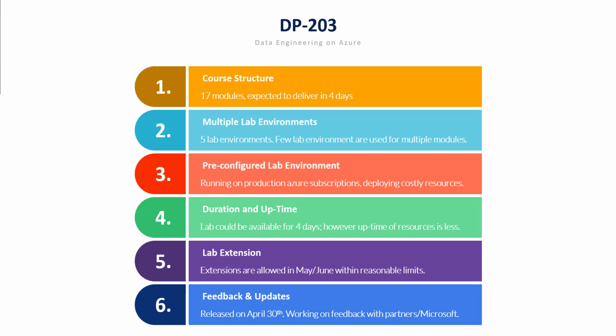The lab environments are provided for 4 days. However, the uptime of resources is actually less. The uptime of resources is 33 hours spread across 4 days. This particular duration is designed while keeping in mind the average time taken by students to complete DP203 lab environments.